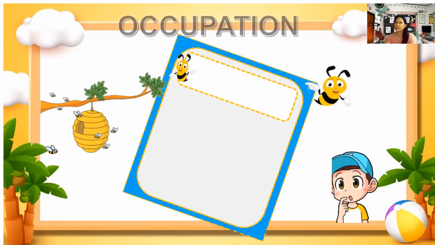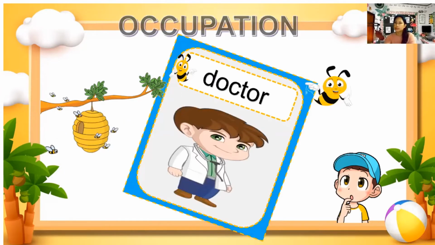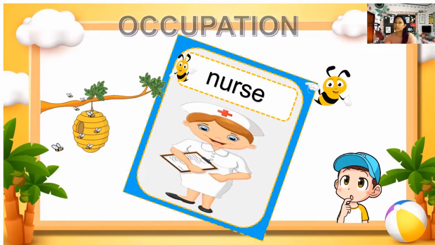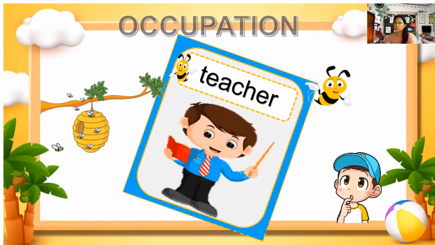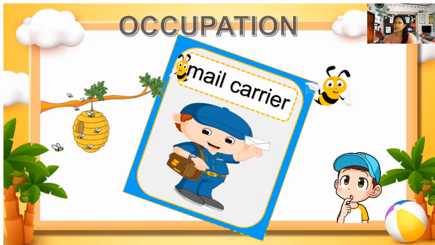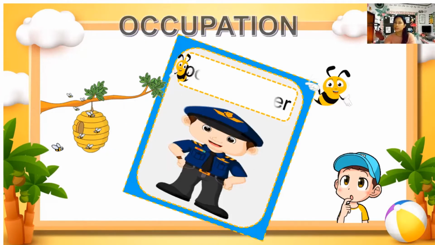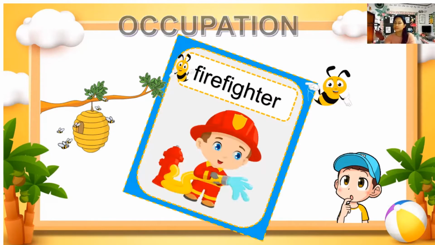Okay, so we're going to review the different occupations. First one is a doctor. And we have a nurse. Then we have a teacher. Then we have a mail carrier. Then we have a police officer. And then we have a firefighter. Okay. So maybe you'll learn other words for firefighter, or a fireman. They're just the same.